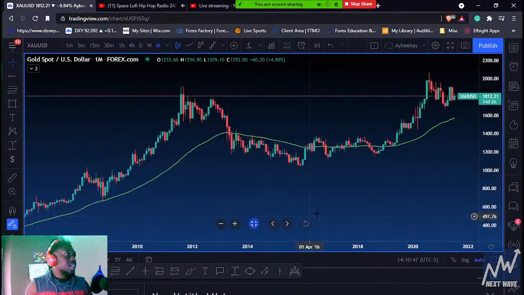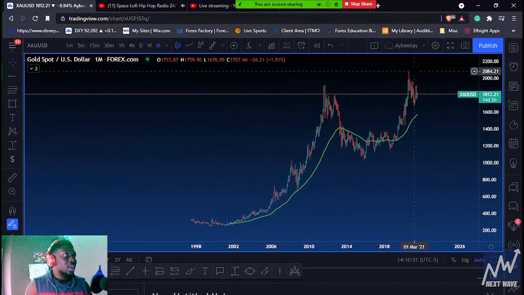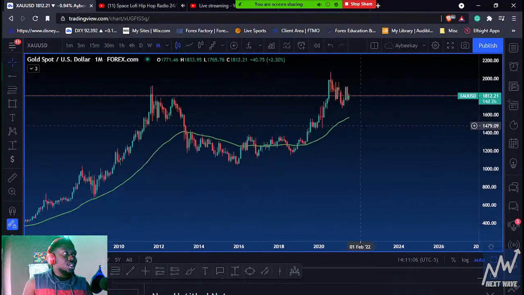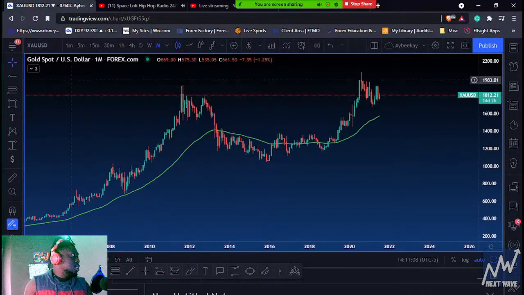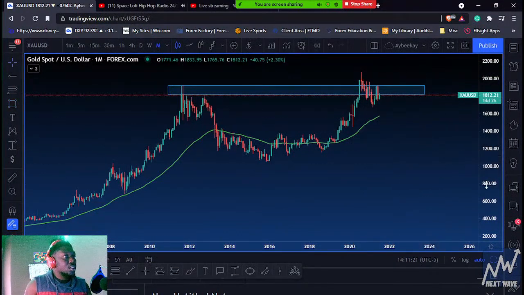If we look at the monthly time frame, gold hit an all-time high at 2084. Wait, hold on. Let me go to the candle. The high was 2075. That's the highest gold has ever been. And ever since price made its highest move, it's only been coming back to this area and rejecting off of it. So that's why a lot of people are still bullish on gold. I get it, but you really got to think about it.